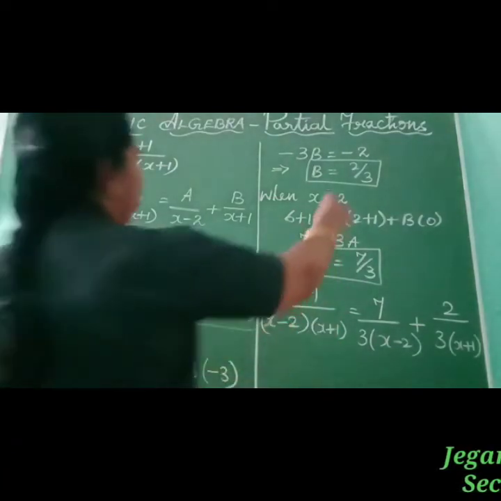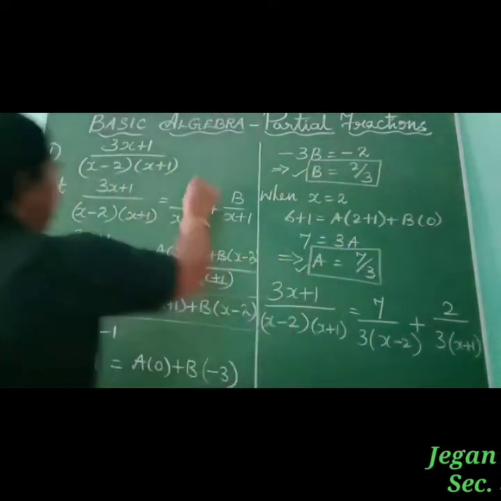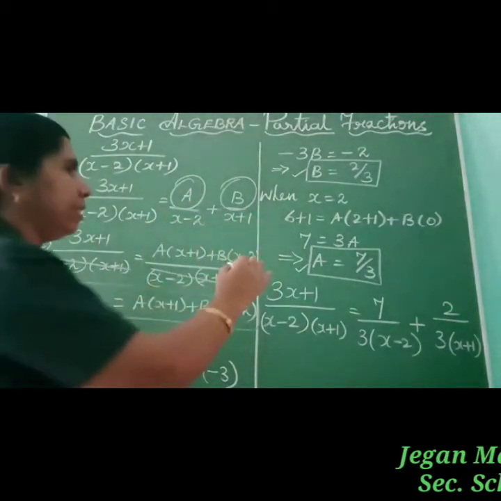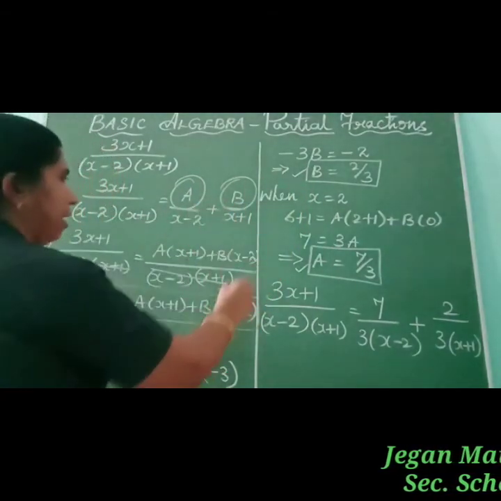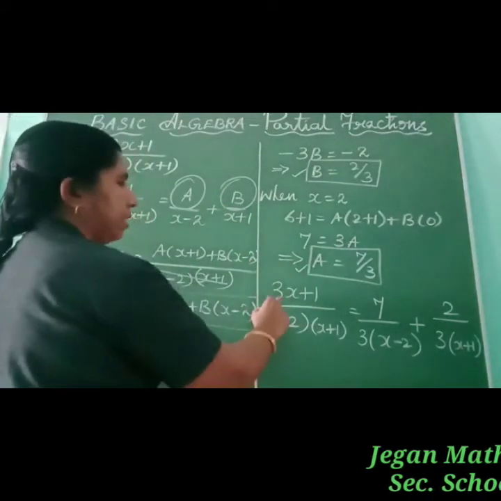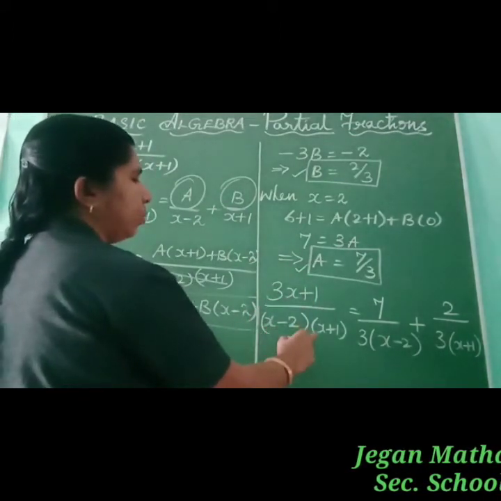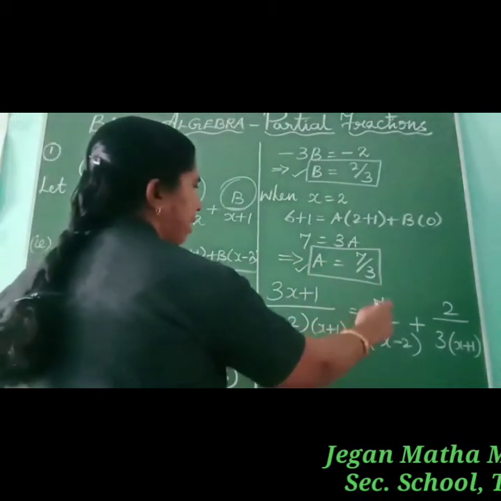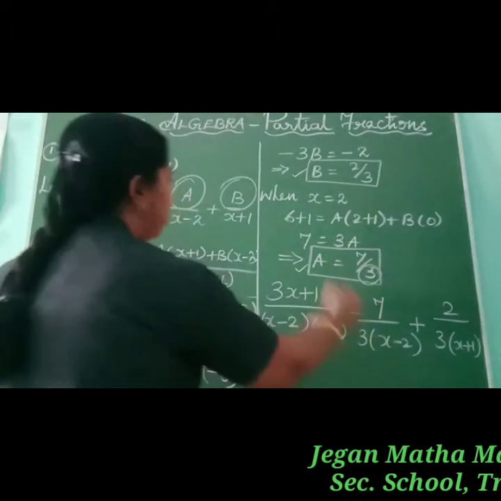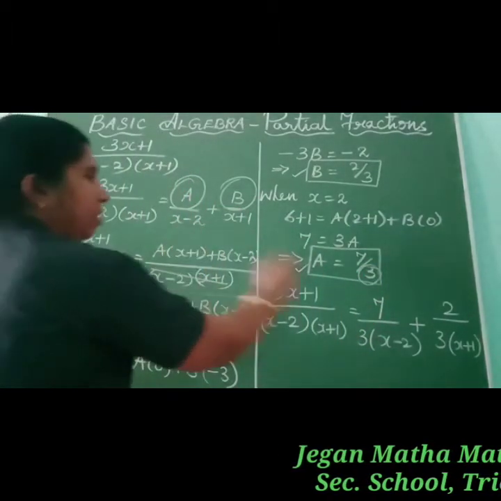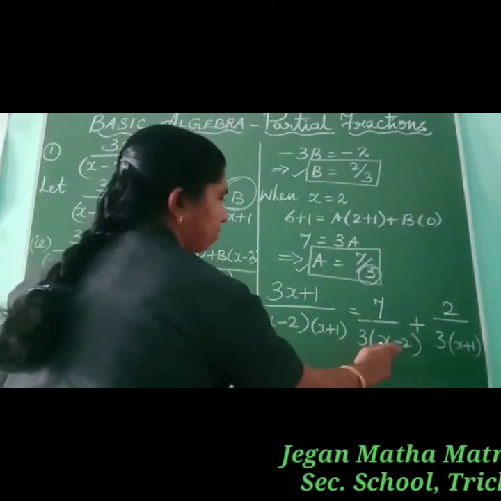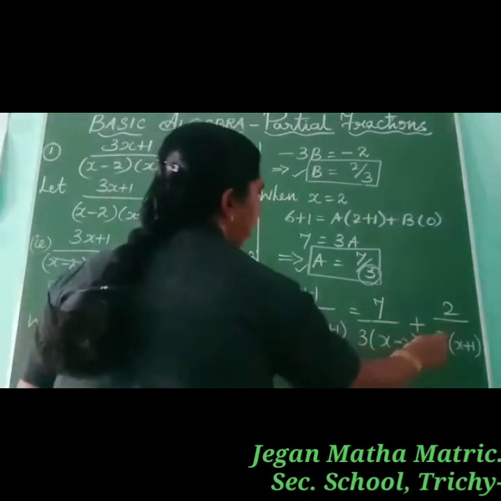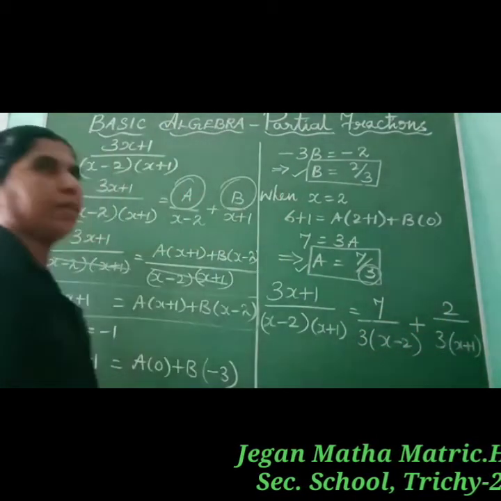After finding the values of A and B, we have to replace them. In the first step, we split and wrote it in two different factors. There we have to replace the values of A and B. So once more we write the question: (3x + 1) by (x - 2)(x + 1) is equal to, the value of A is 7/3, so 7 divided by 3(x - 2), then the value of B is 2/3, plus 2 divided by 3(x + 1).